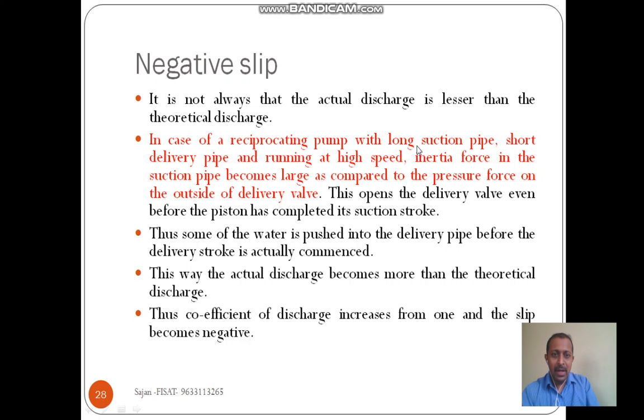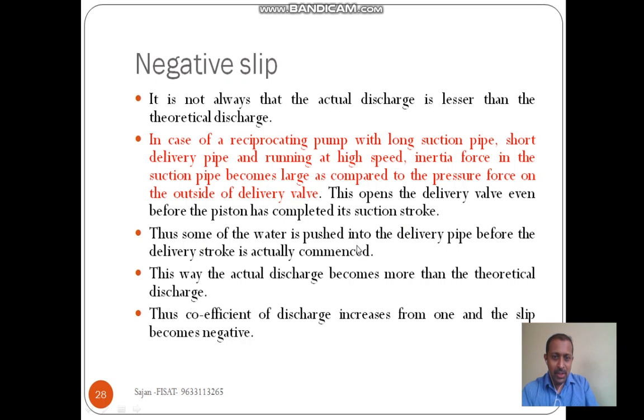In case of a reciprocating pump with a long suction pipe, short delivery pipe, and running at a high speed, the inertia force in the suction pipe becomes large as compared to the pressure force on the outside of the delivery valve. So there will be a good difference between the pressure outside the delivery valve and the pressure inside, and inside it will be higher in this condition. So this opens the delivery valve even before the piston has completed its suction stroke. So the delivery valve can open before the suction stroke completes, and water can come out through it.